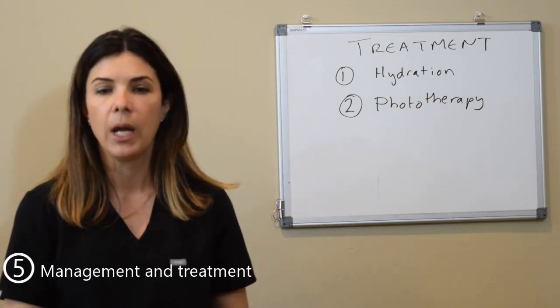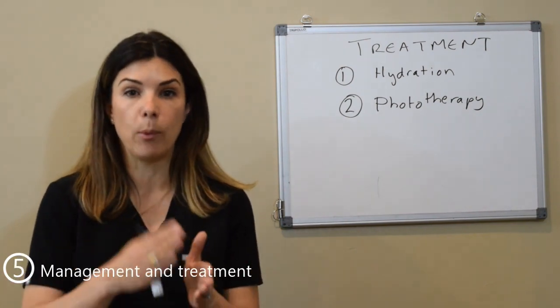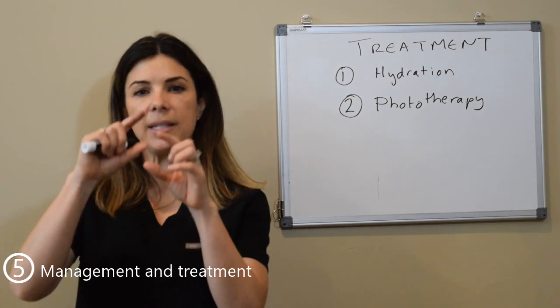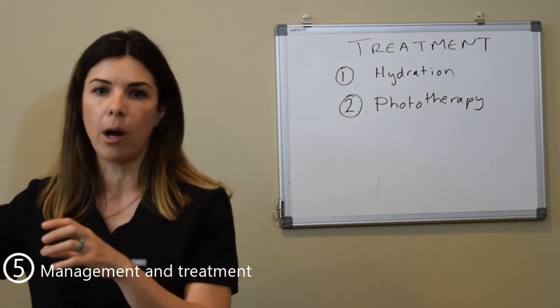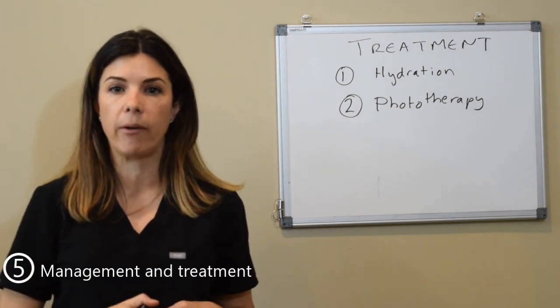isn't quite enough. So it is done for several hours or a day at a time, and we follow serial bilirubins while a baby is under that. Just trying to get them lower down on that Bhutani curve so that they're now in a low risk area rather than a high risk area.